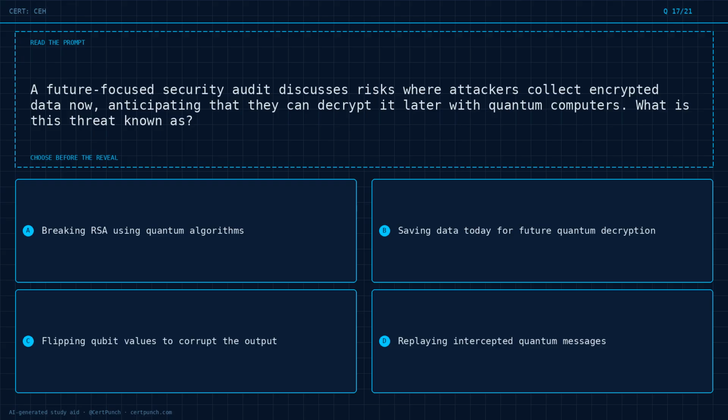Option A, breaking RSA using quantum algorithms. Option B, saving data today for future quantum decryption. Option C, flipping qubit values to corrupt the output. Option D, replaying intercepted quantum messages. Choose the best answer before the reveal. Commit to it now.